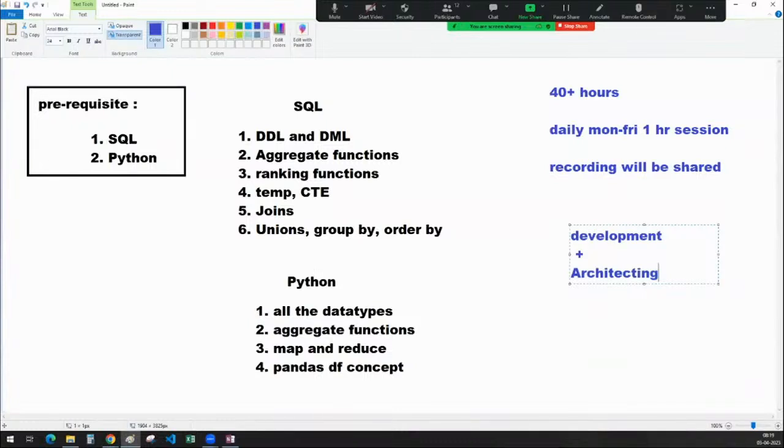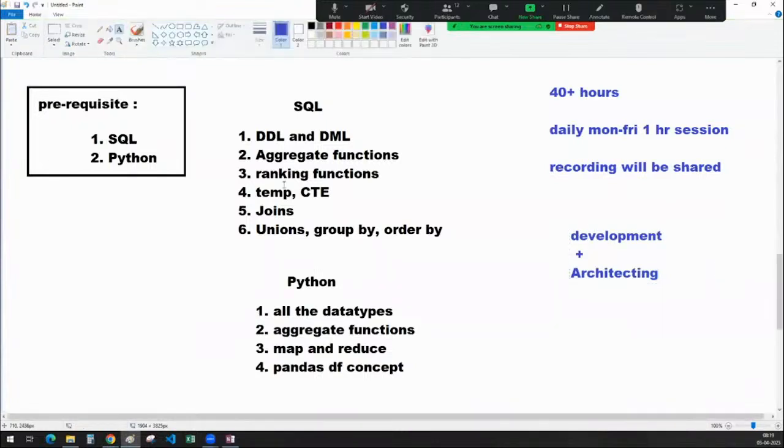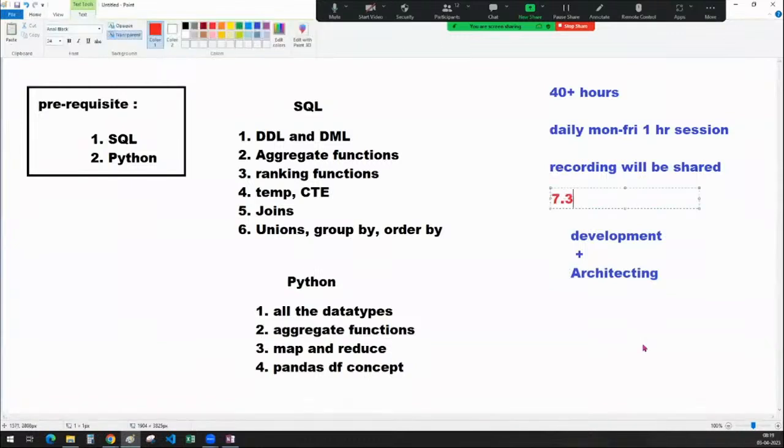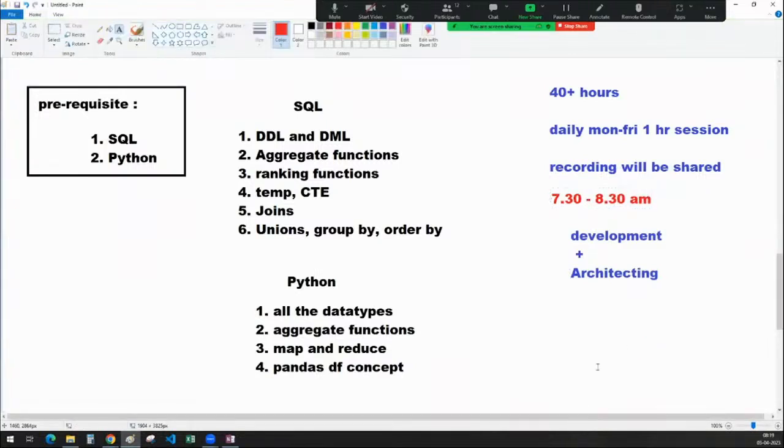About the timings, I actually forgot to mention them, guys. The timings are the same, 7:30 to 8:30 a.m., same timings every day. So these are the timings. Any questions, anyone?